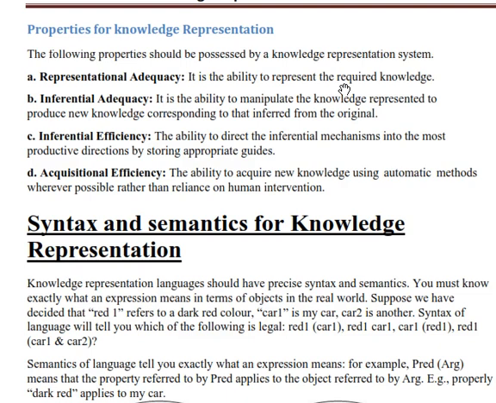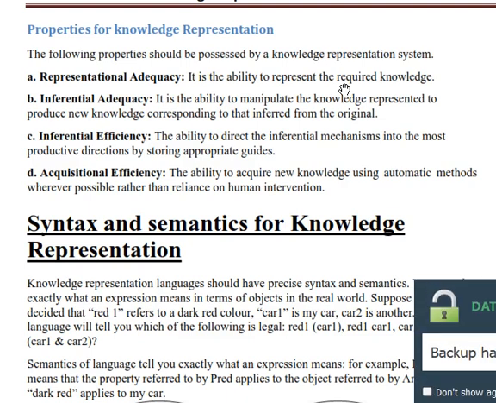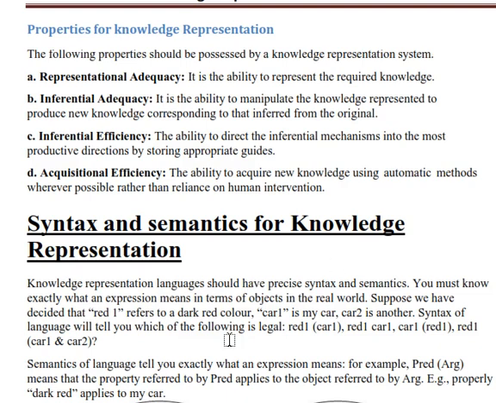And acquisitional efficiency is the ability to acquire new knowledge, or any new updation, using automatic methods wherever possible rather than any human intervention.